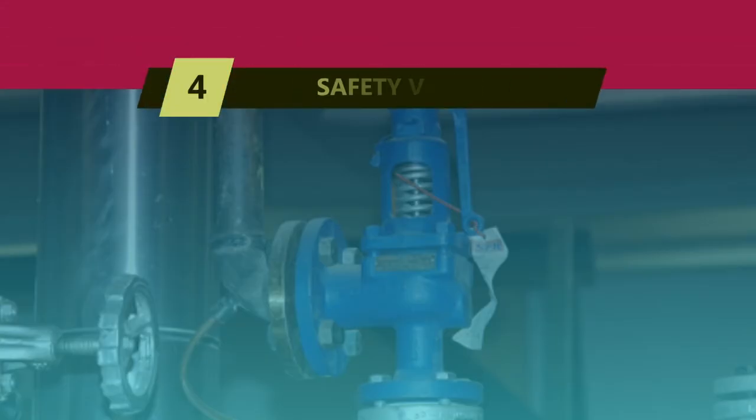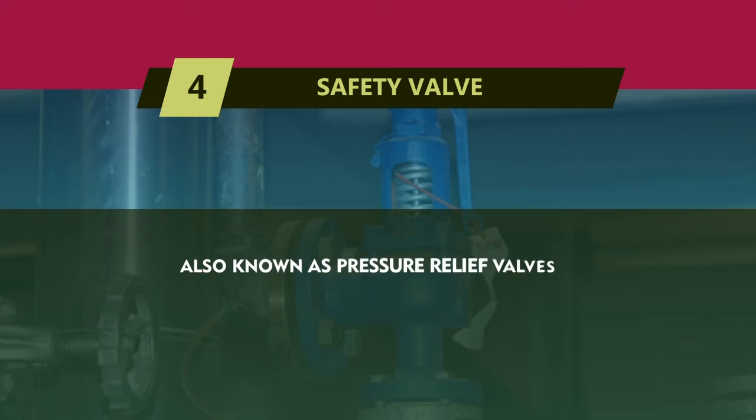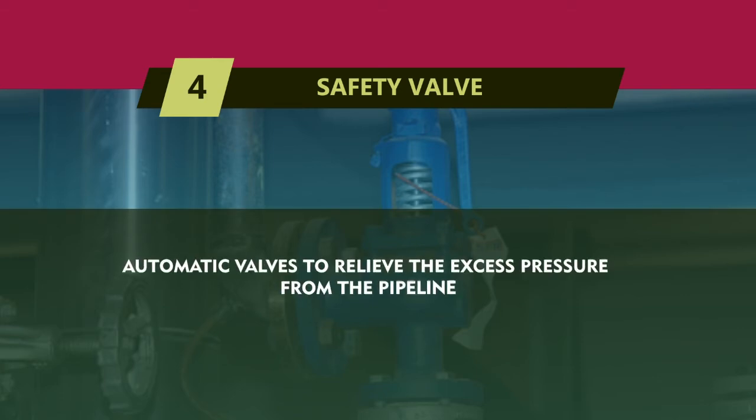Safety valves are also known as pressure relief valves. These are automatic valves, and these are provided to ensure that any excess pressure that builds up in the pipeline gets relieved automatically. As soon as the pressure exceeds a preset value, the valve will open and the pressure would be relieved. This happens because the water will be allowed to flow out, and hence the pressure in the flow line would reduce.